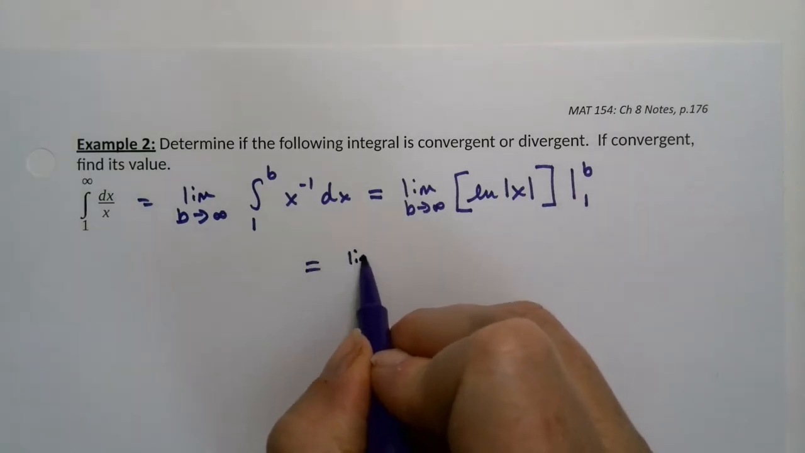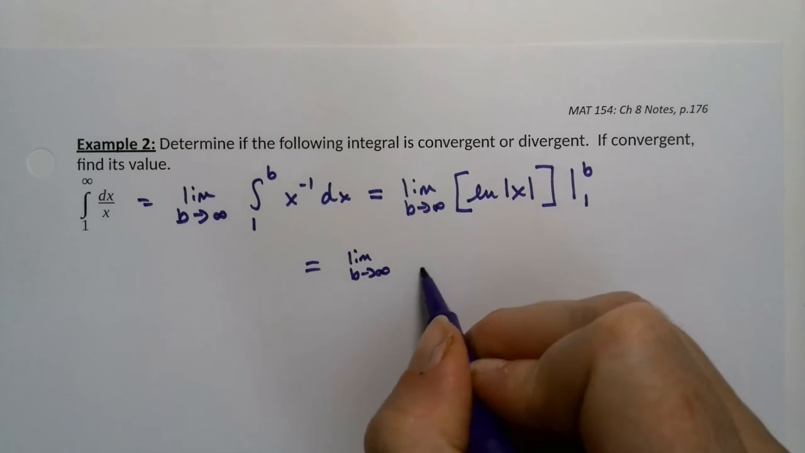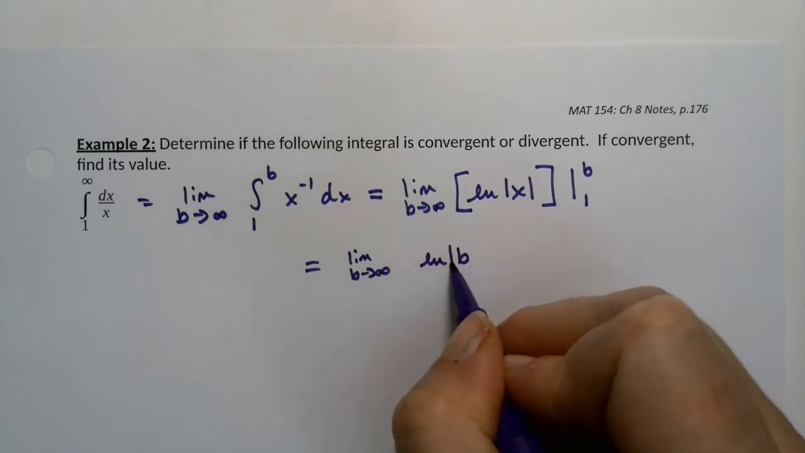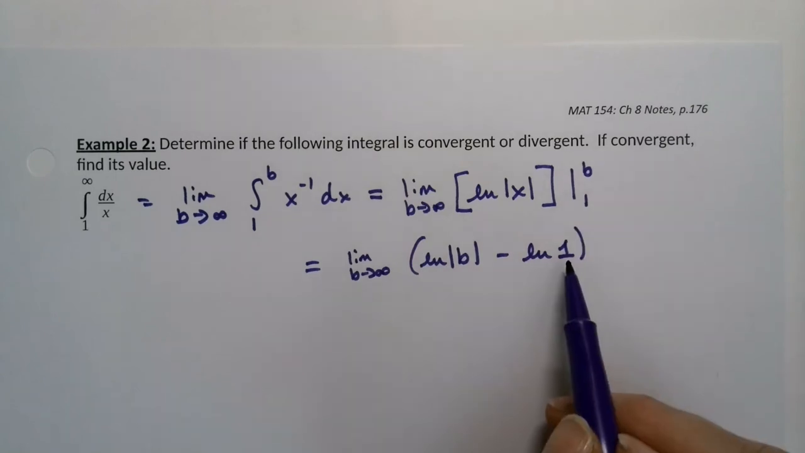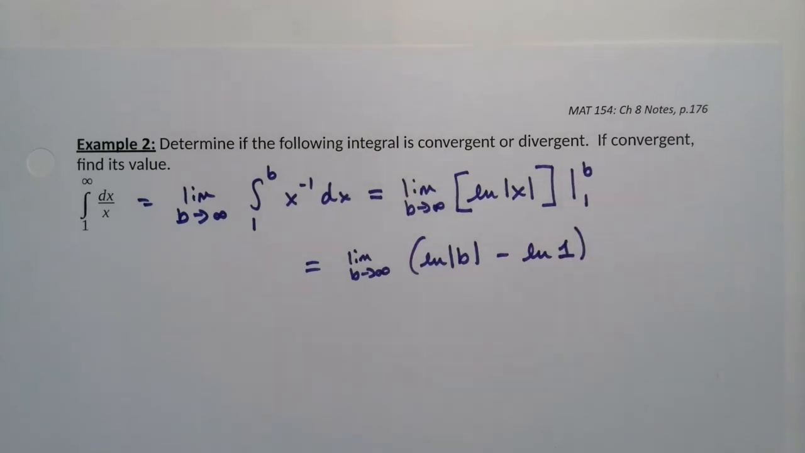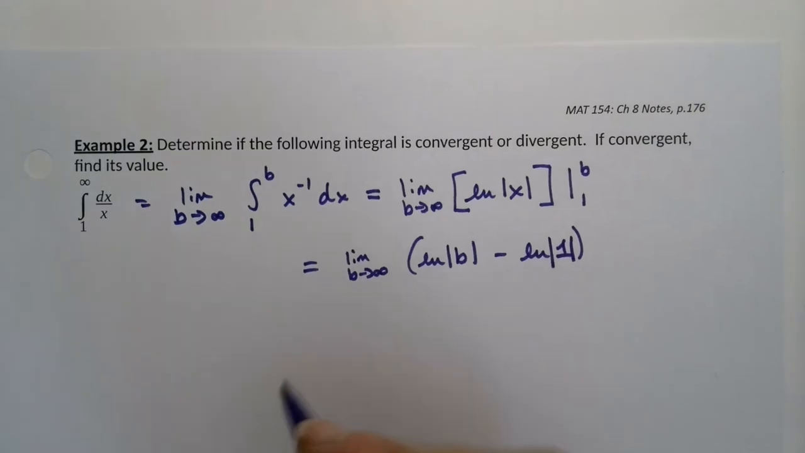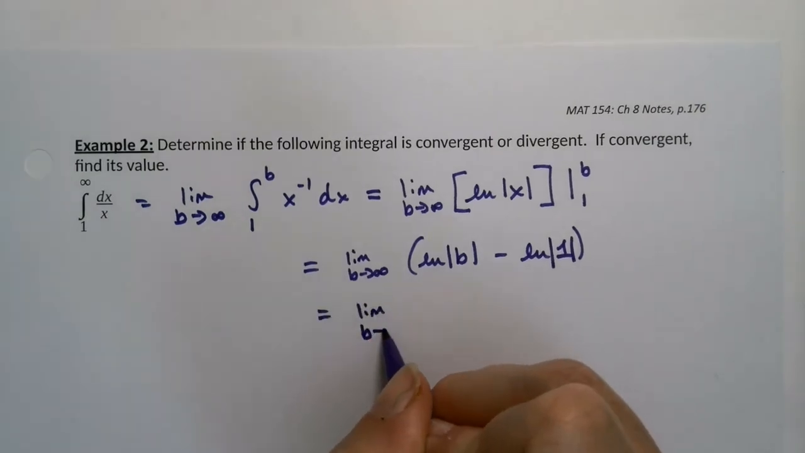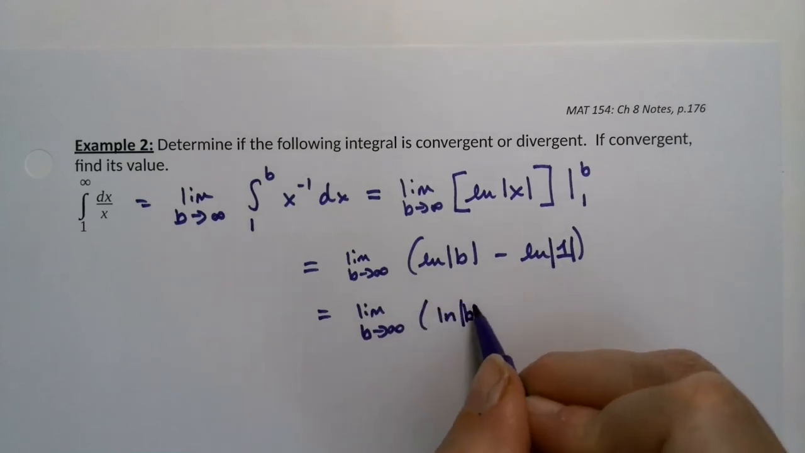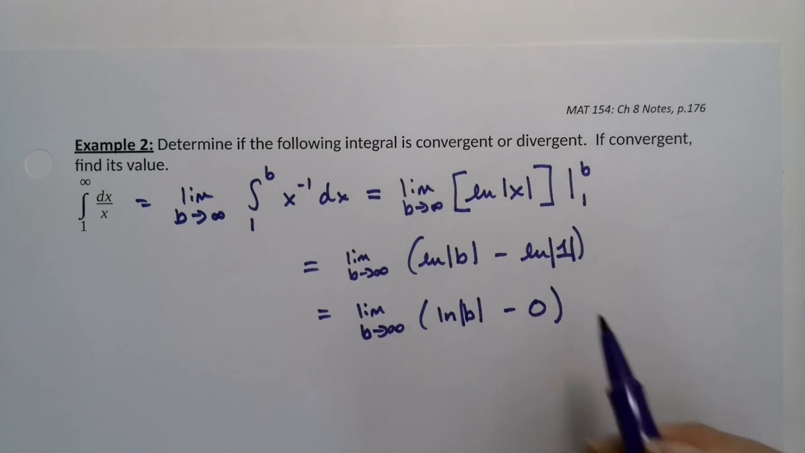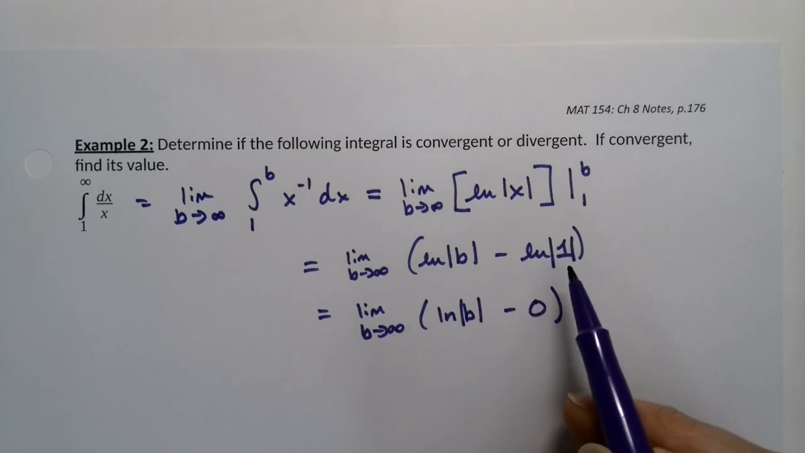So this is the limit as b goes to infinity of the natural log of b, absolute value, minus the natural log of 1. I don't need the absolute value because 1 is positive, so I don't need to worry about it. I mean, if you want to put the absolute value of 1, knock yourself out. But all right, so that's the limit as b goes to infinity of the natural log of b minus 0, because the natural log of 1 is 0.